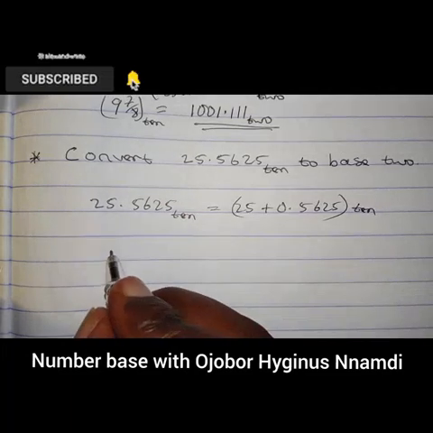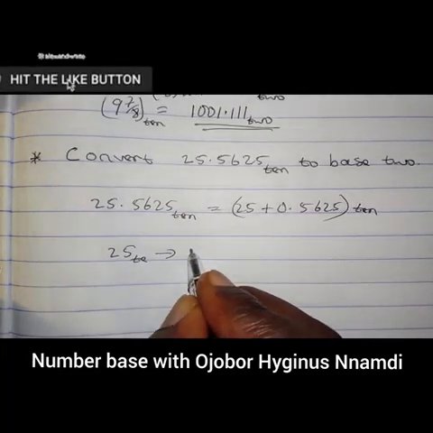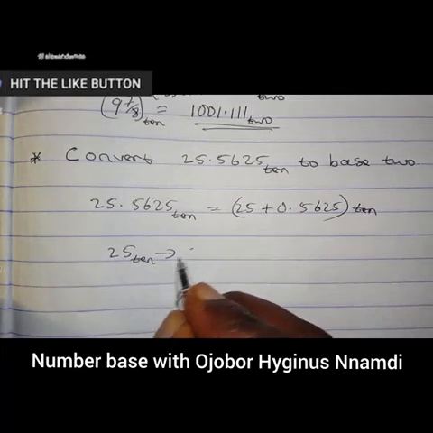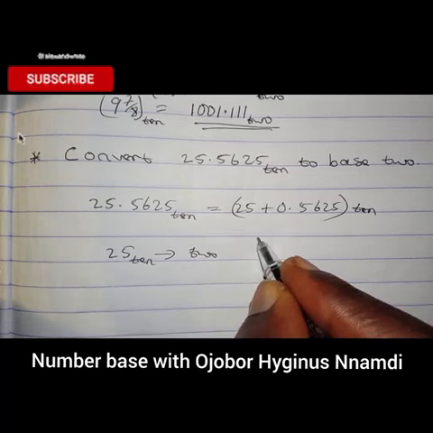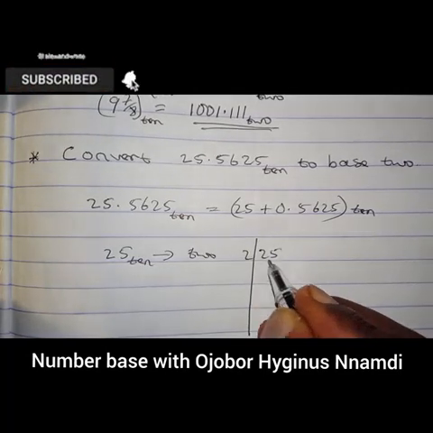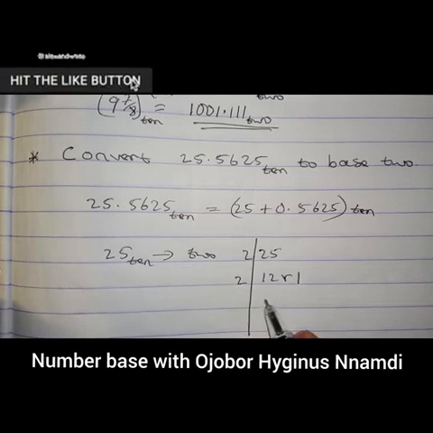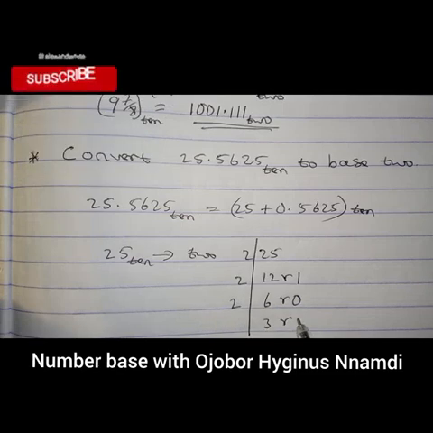If we convert 25 base 10, remember, to base 2, that is going to be divide 25 through by 2. You say 2 divided into 25 will give us 12, remainder 1. 2 divided into 12 will give us 6, remainder 0. 2 divided into 6 will give us 3, remainder 0.